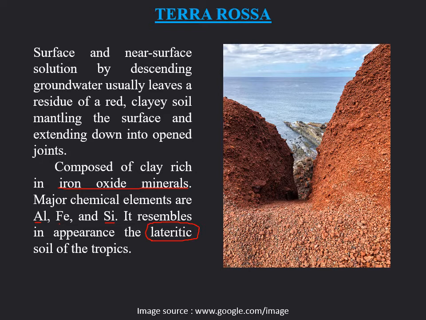So these are mainly surface and near surface solution results produced by descending groundwater, which leaves a residue of red clay soil mantling the surface and extending down into open joints. So these kinds of exposed clay soil structures which look like laterite are known as terra rossa.